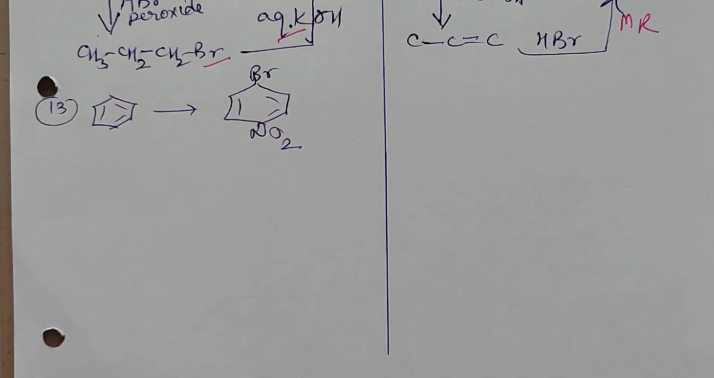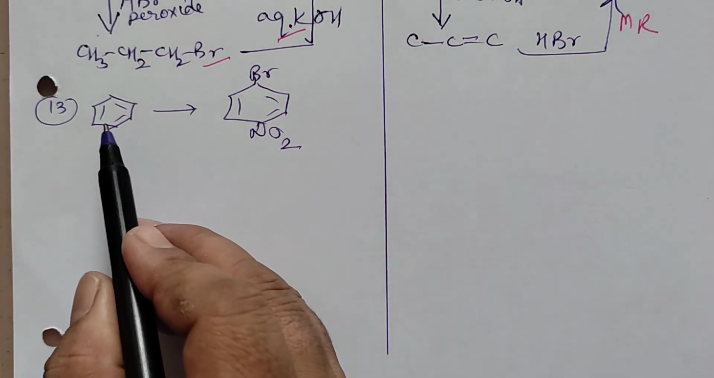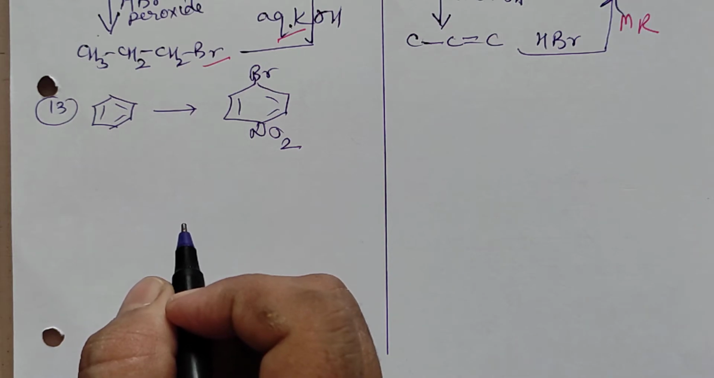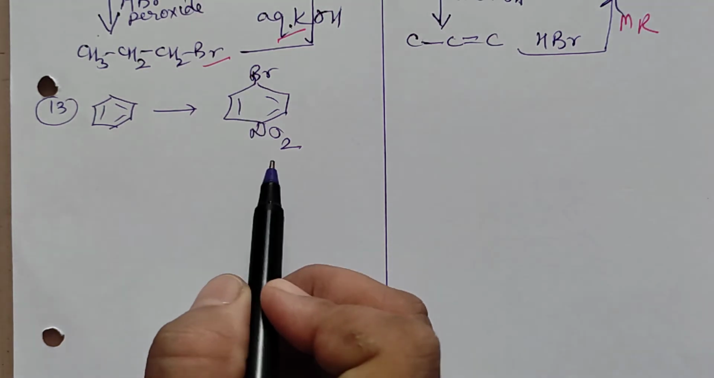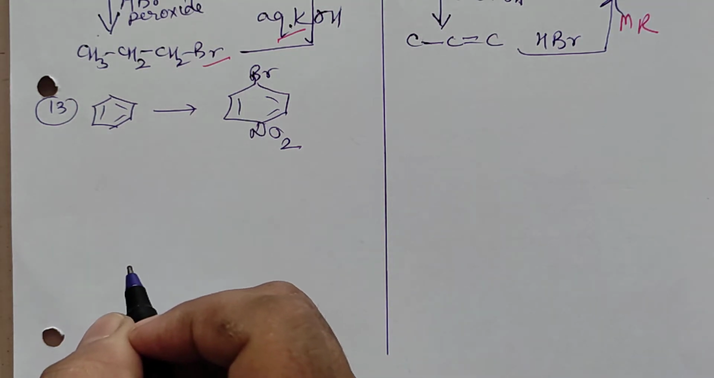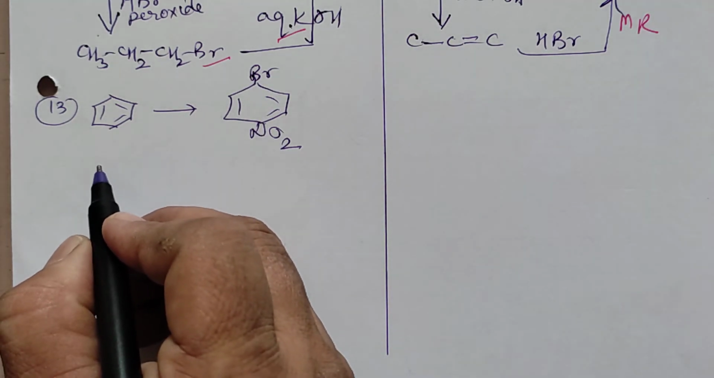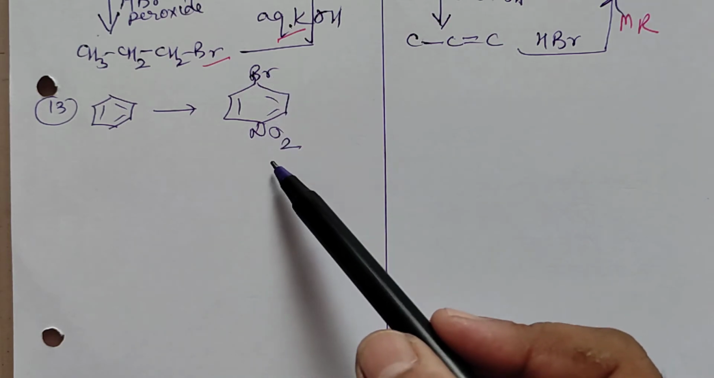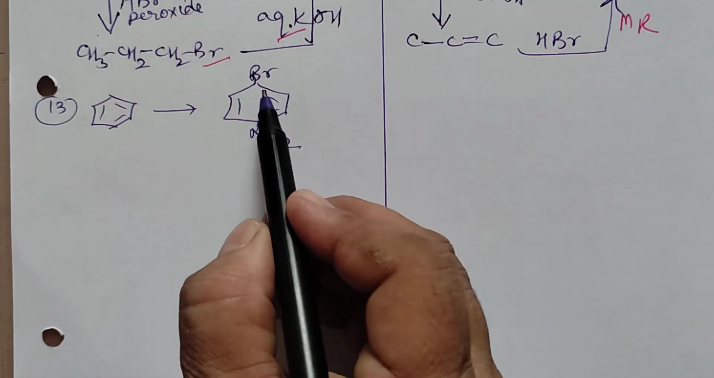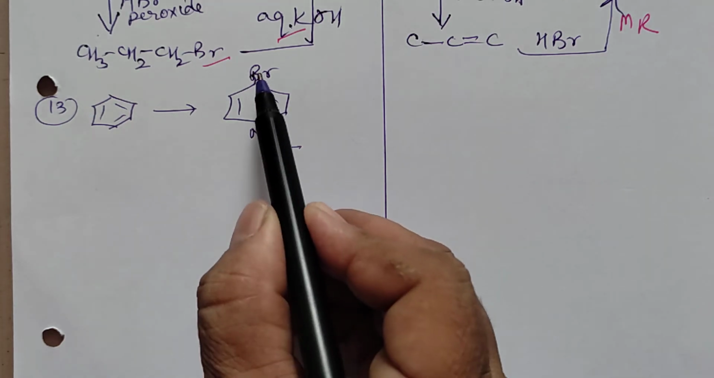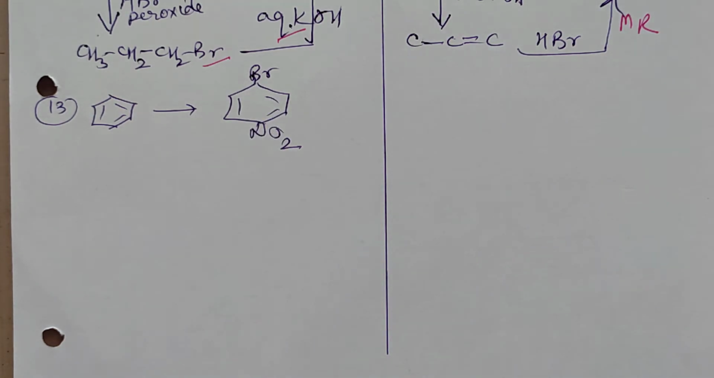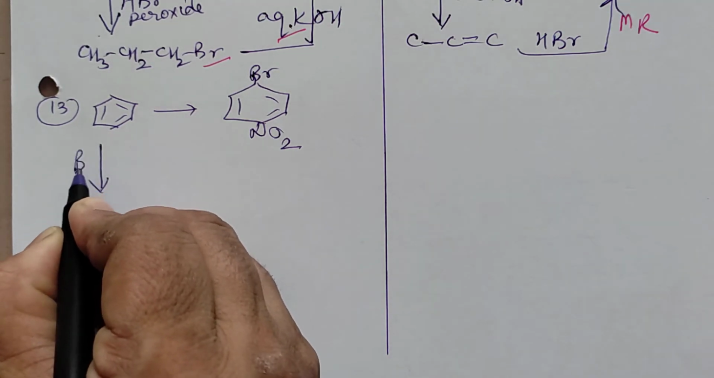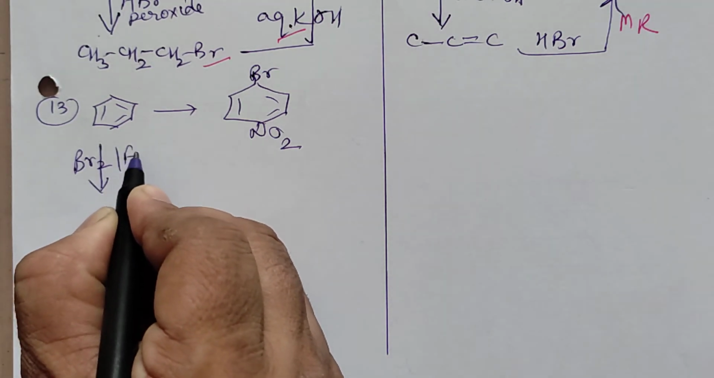Moving on to the next conversion, benzene to 4-bromonitrobenzene. That means we want bromine and nitro at para position, 1 and 4 position. So in this, which group to be introduced first, bromine or nitro? We will introduce that group first which is para-directing. Out of the 2, bromine is para-directing. So first, bromine will be introduced in the benzene ring.